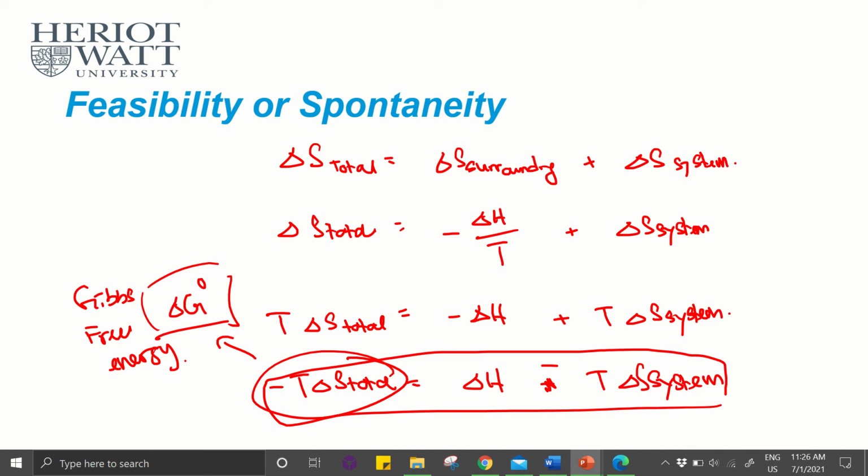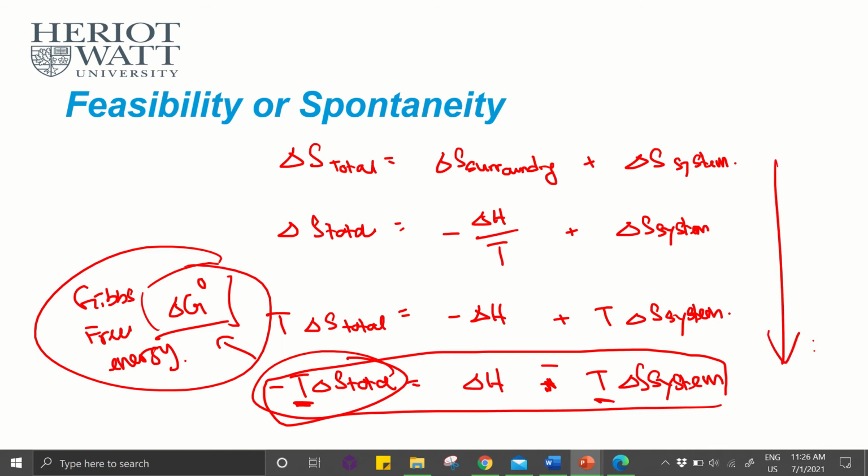Yes, the total entropy change is negative, but then the total entropy change will change from negative to positive when the temperature changes. So since temperature is one of the factors affecting the overall system, we should include temperature in the equation. Hence, at the end, we get a new term called Gibbs free energy. So this is how the derivation works.